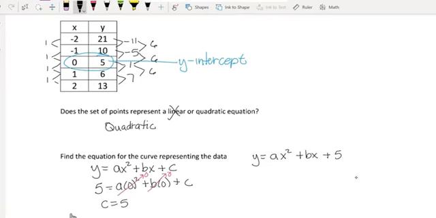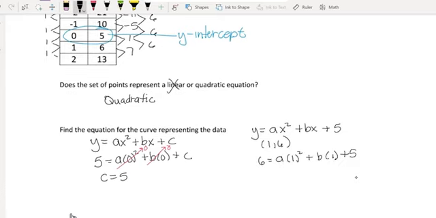So now I'm going to plug in another set of points. So I'm going to plug in 1, 6. I don't really like plugging in negative numbers. So 6 is equal to A plus B plus 5. I'm going to subtract 5 from both sides, which gives me the equation 1 is equal to A plus B. I have 2 unknowns. So if I want to solve this using my system of linear equations, I'm going to need 2 equations, 2 variables, 2 equations.